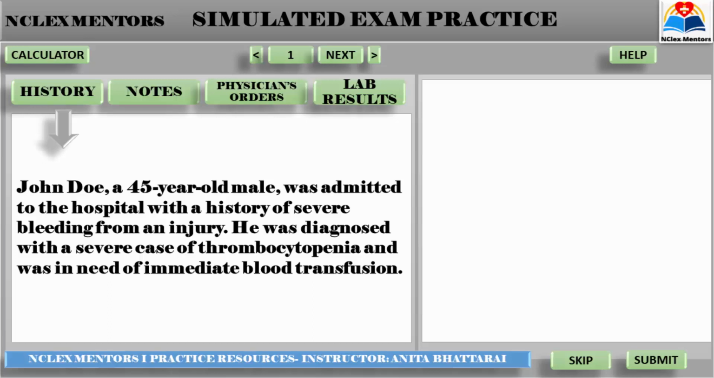John Doe, a 45-year-old male, was admitted to the hospital with a history of severe bleeding from an injury. He was diagnosed with a severe case of thrombocytopenia and was in need of immediate blood transfusion. To understand the scenario in depth, let's see what's written in the nurse's notes.